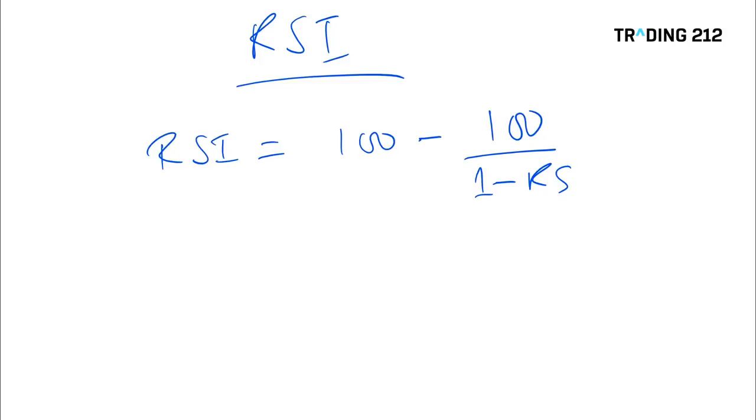So first of all, before we look at how it works in the real world, let's just go through the formula, how this thing is actually calculated. For those of you who are fans of the maths, here's the calculation for the RSI. The RSI is 100 minus 100 over 1 plus RS. So what is RS in this equation? Let me explain, because this is really at the core of the RSI.